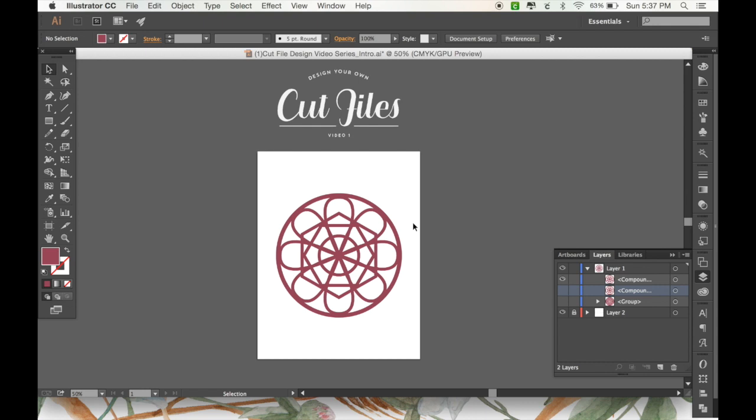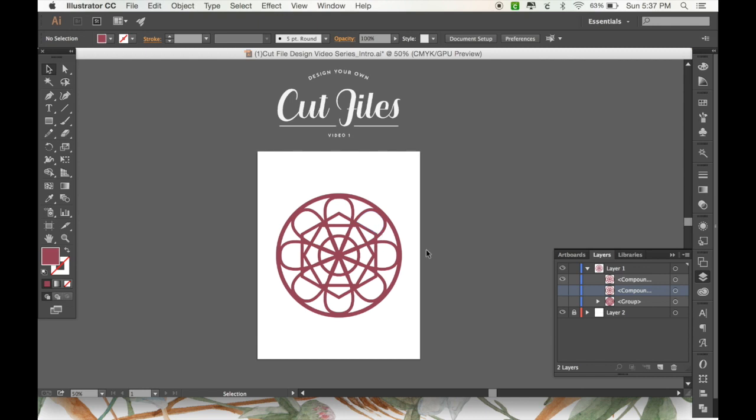Another thing to keep in mind is how large or small the object is. So if this was cut out of something really big, maybe a 12-inch sheet of paper, then this would be fine. But if this was something that was only going to be 1 inch around, then this might be too detailed for your cutting machine.